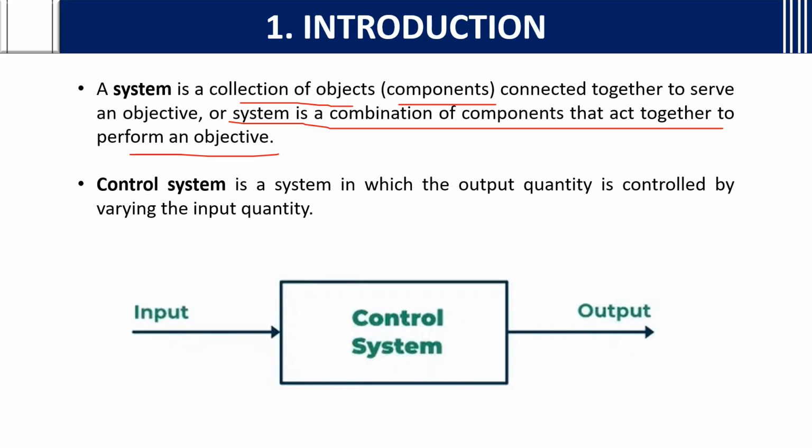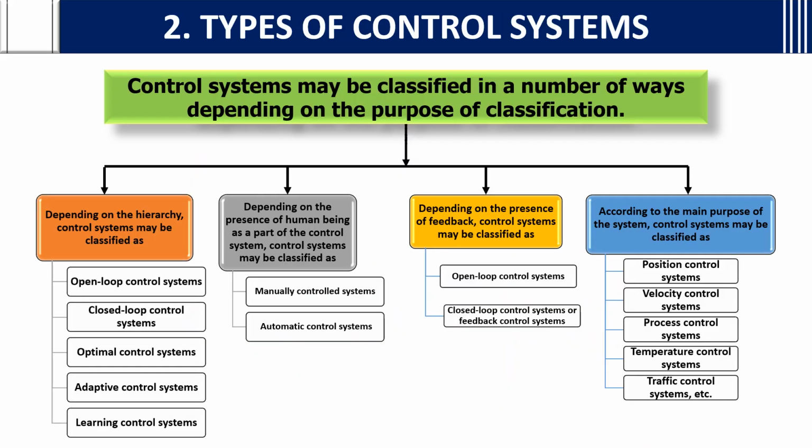Now we will see types of control systems. What are the types of control systems? Control systems may be classified in a number of ways depending on the purpose of classification. Depending on the hierarchy, control systems may be classified as open loop control system, closed loop control system, optimal control system, adaptive control system, learning control system. Depending on the presence of human being as a part of control, systems may be classified as manually controlled or automatically controlled, where humans are involved.